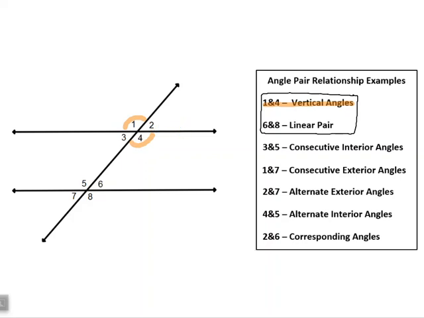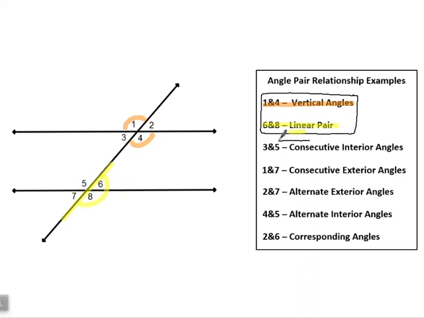Then we've got the linear pair of angles, such as angles 6 and 8. 6 and 8 are here. Notice the word line in linear pair. Angles 6 and 8 together make up this line. Again, this is another example of where the angles are made by just 2 lines intersecting.